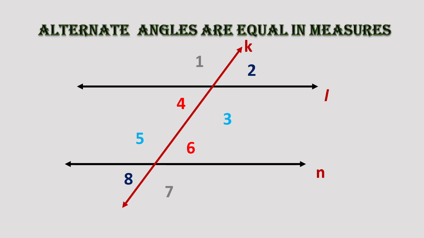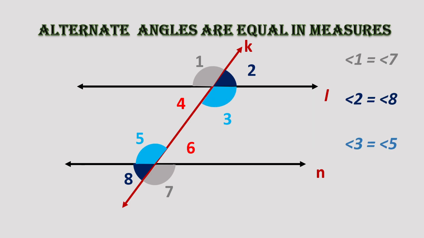Now alternate angles are equal in measure. If lines L and N are parallel, then alternate angles, angle 1 and angle 7 are equal, angle 2 and angle 8 are equal, angle 5 and angle 3 are equal, and angle 4 and angle 6 are equal. And also if these alternate angles are equal, then we can say that lines L and N are parallel.